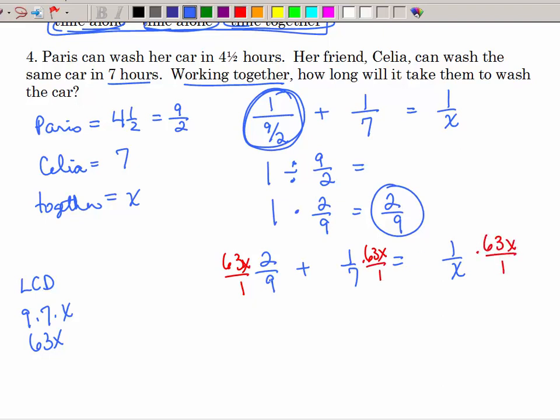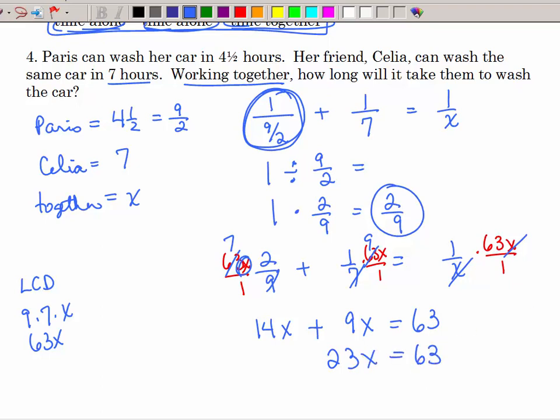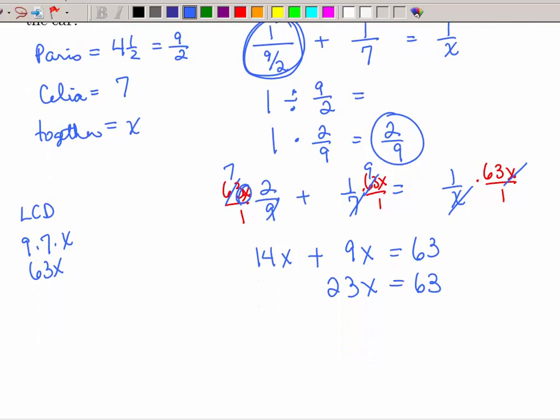and reduce. So 9 goes into 63 7 times. Don't lose that x. So I have 14x plus 9x equals just 63. And look at there, not a quadratic. Just collect like terms. I believe that is 23x equals 63. So it looks kind of ugly, but that's okay. We're going to divide by 23, and x is 63 over 23, which you could not reduce. You can leave it like that.